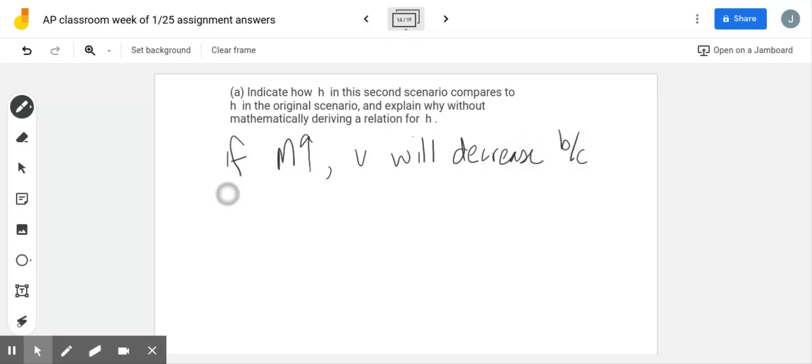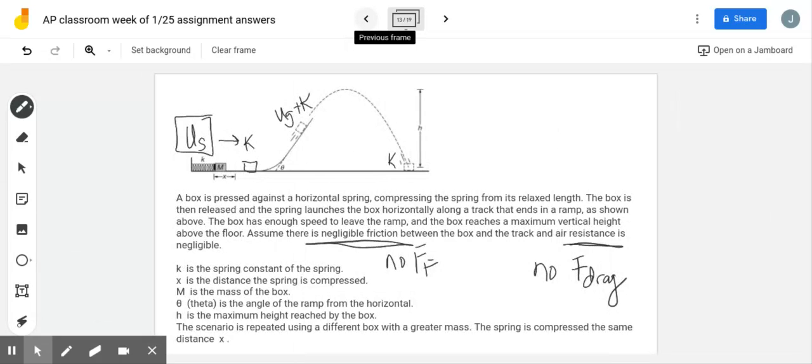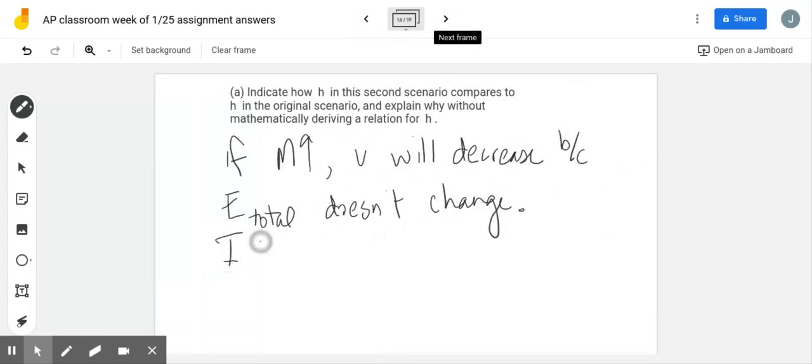Because I'll say E total doesn't change. Okay, so the E total doesn't change. And then if your speed is lower, then your max height is also going to be lower. So if V is lower, H is also lower.